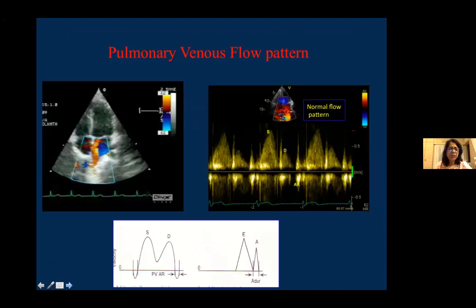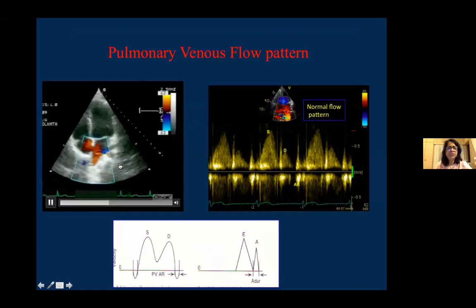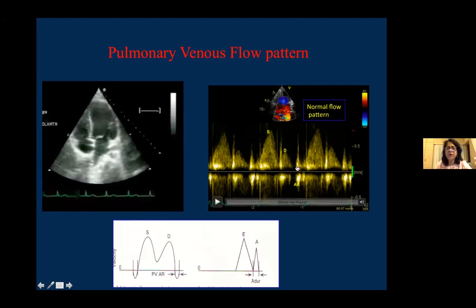Another is the pulmonary venous flow pattern. So this is a normal heart. Pulmonary venous flow pattern assessment is difficult because the pulmonary veins are in the far field. However, with present-day machines, it's not very difficult. As you can see, this is the left atrium, left ventricle, and this red flow is the right upper pulmonary vein. So what we do, we get the cursor and place the sample volume deep inside the pulmonary vein, at least 2 centimeter, and get the pulse wave Doppler.